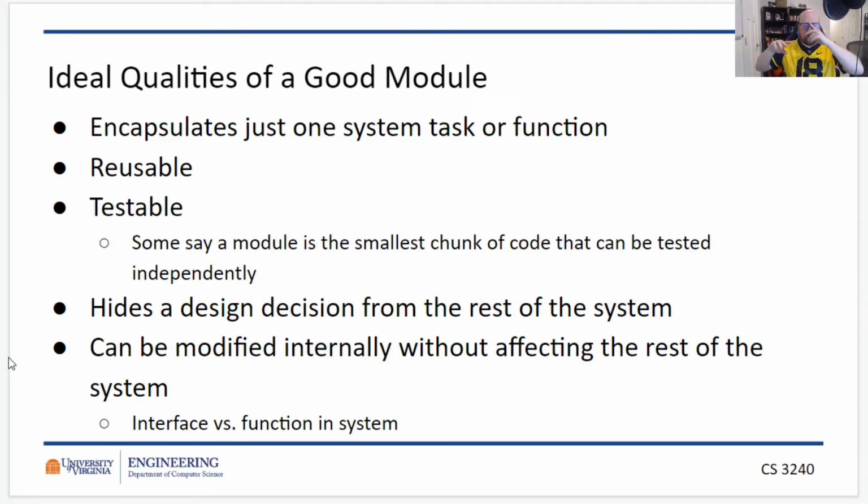We talked about this with layered architecture. The idea that if the interface doesn't change, even if the function changes, even if the implementation changes, if the interface stays the same, then we can plug and play and not worry about any differences.